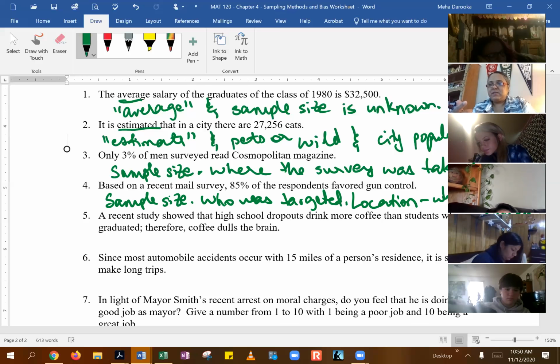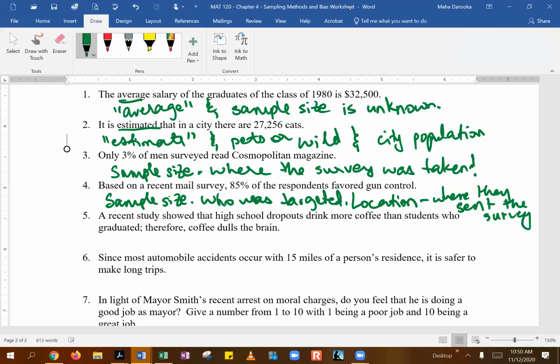Because if you send the surveys to people who you know are in your favor, you are going to get a favorable answer. Now, if you send this to somebody who does not believe we should have gun control, then obviously they would say, okay, I'm not agreeing with what you're giving me. So who was the target audience? What was the location, which area they sent it to makes a difference. And then again, what was the sample size? They could have literally talked to 20 people and still come up with the same result.